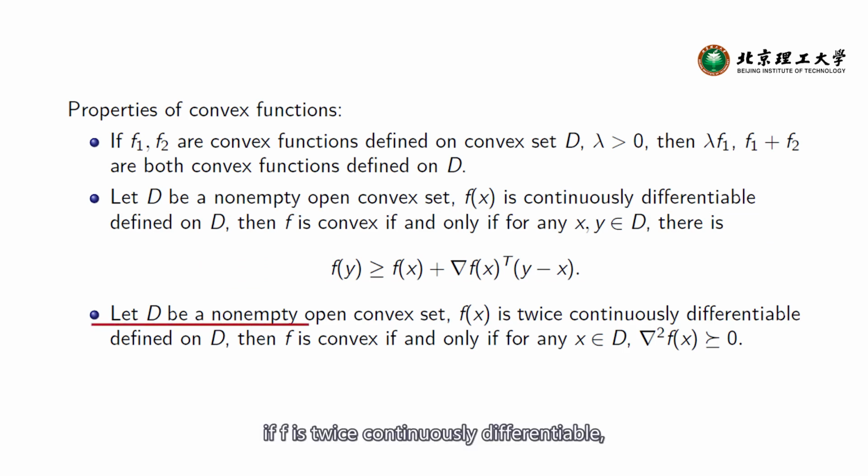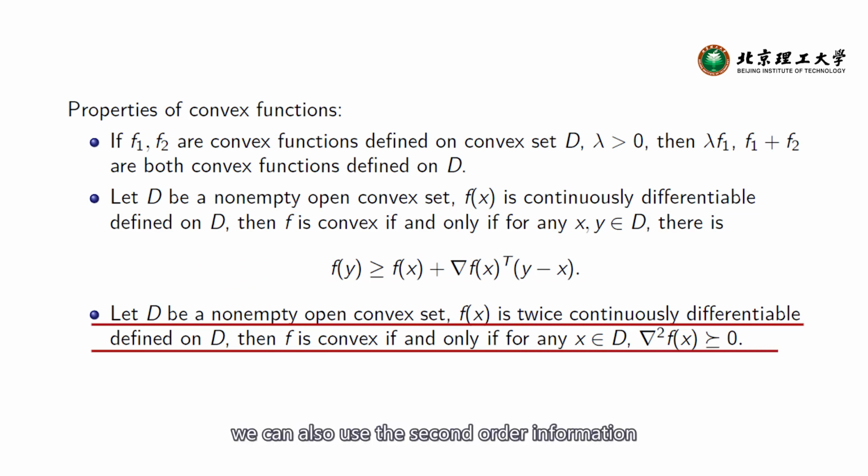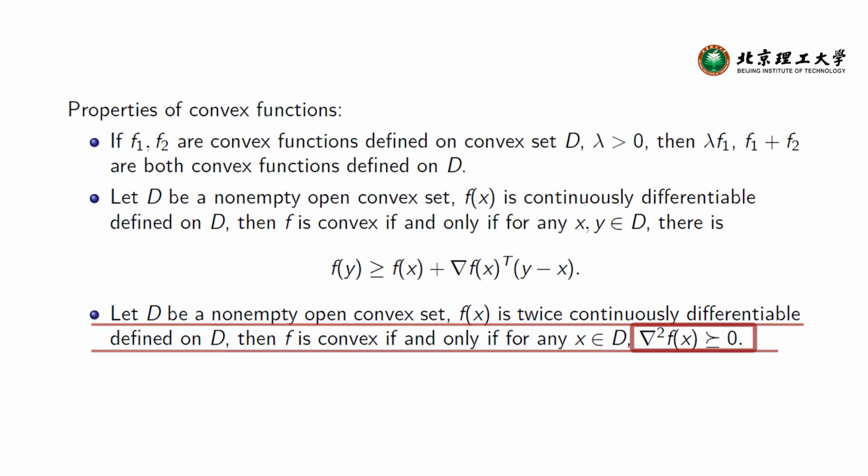Moreover, if f is twice continuously differentiable, we can also use the second order information to characterize the convexity. The second order equivalent condition is that the Hessian matrix here is positive semi-definite. Alright, so these are the two equivalent conditions for convex functions. They will be used quite often in our class.